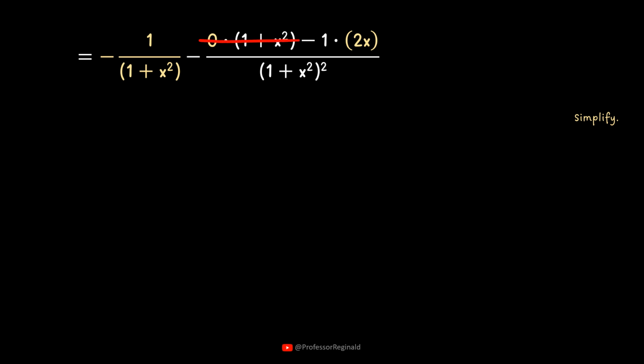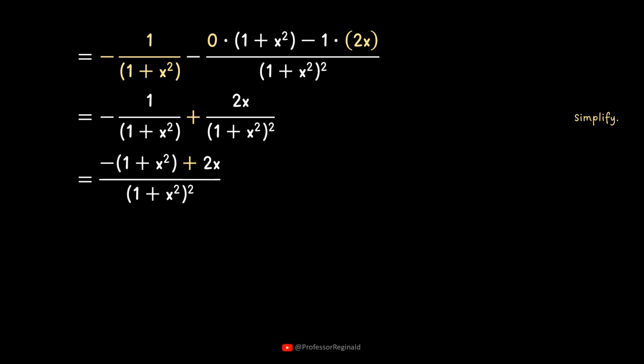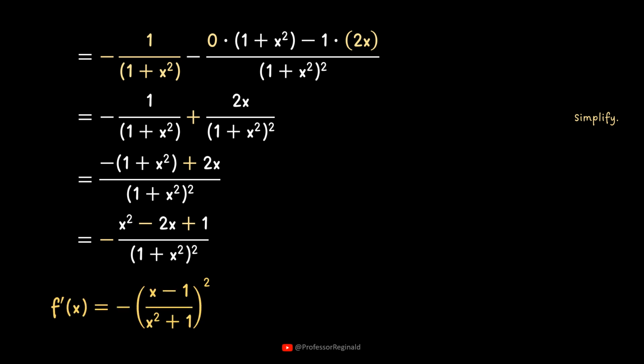Multiply the factors in the numerator. And combine the rational expressions using the LCD method. Rewrite the numerator by factoring out -1. Because of this, the numerator becomes the square of a binomial. Hence, f prime of x equals the negative of the square of the quotient of quantity x minus 1 and quantity x squared plus 1.